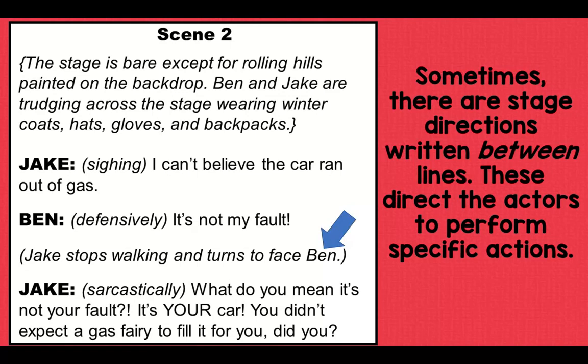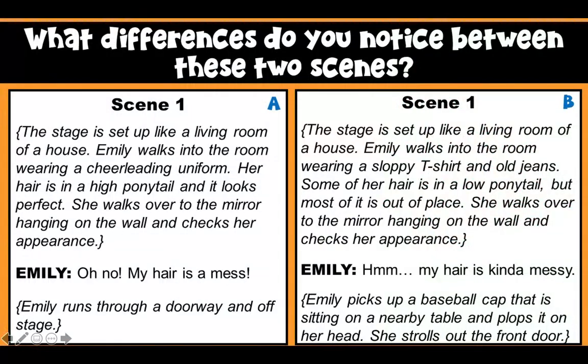Sometimes there are stage directions written between lines. These direct the actors to perform specific actions. So, for example, Jake stops walking and turns to face Ben. So Ben would say this line, then Jake stops walking and turns around. So you can kind of tell the difference between scenes based on how these stage directions are set up.